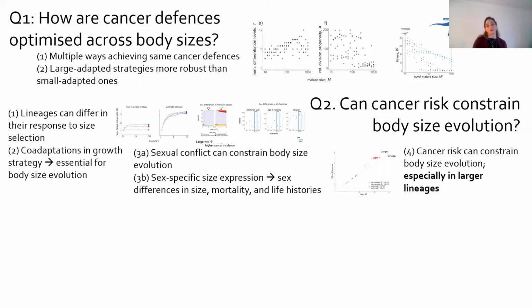And next, we've shown that sexual conflict can constrain body size evolution. But if we allow sexes to express different sizes, then we observe sexual size dimorphism. And this sexual size dimorphism might be associated with differences in mortality risks, as well as life histories. Finally, I've shown that cancer risk can constrain body size evolution, which is especially the case for larger lineages.